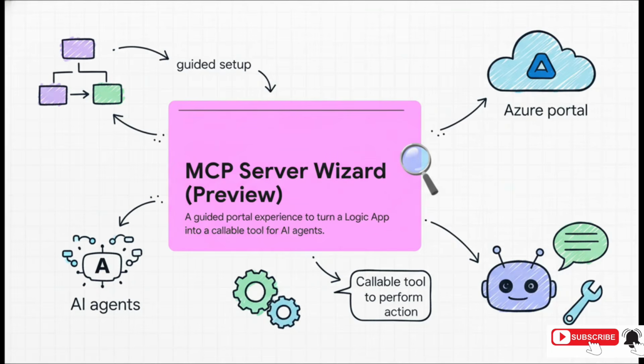Okay, first up, we have the Logic Apps MCP Server Wizard. So what does it do? Well, think of it this way. It gives you a simple guided setup in the Azure portal that takes one of your existing Logic apps and basically wraps it up so that AI agents, like a custom copilot you've built, can call it as a tool to get things done in the real world.